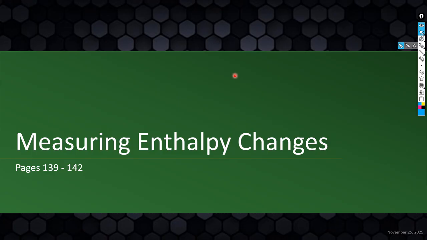Today we're going to be taking a look at chapter 6 section 3, which is going to focus on measuring enthalpy changes. We discussed enthalpy changes a lot at this point, and we discussed what the numbers mean, but how do we actually get those numbers? So when we talk about the enthalpy change of a neutralization reaction, for example, how do we get that number? Where does that number come from?